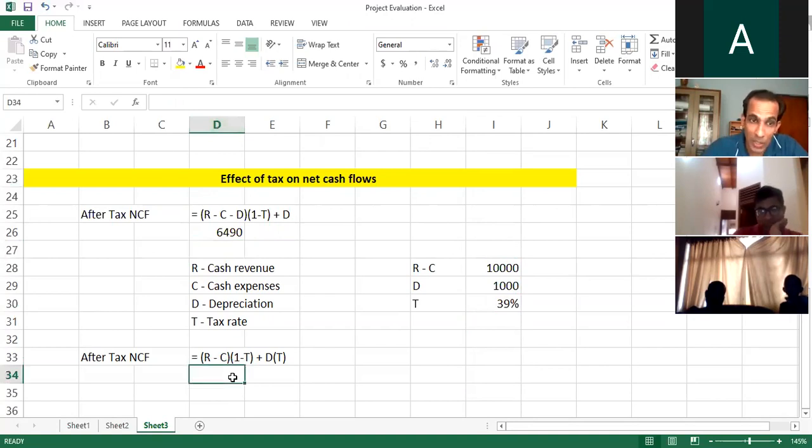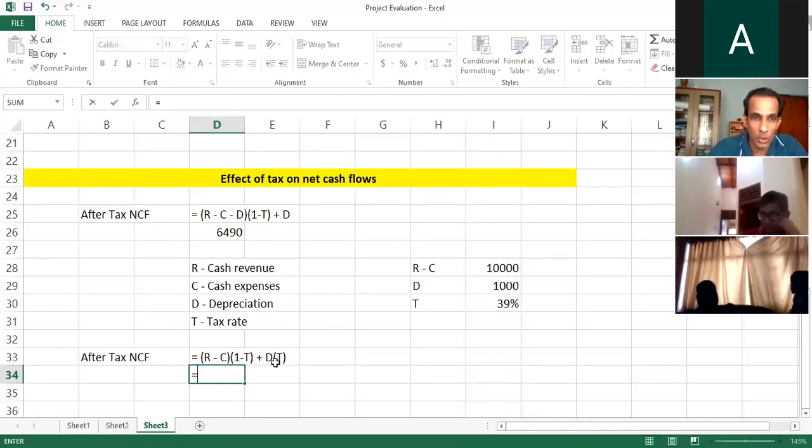Calculate this way also, because the entire purpose of deducting depreciation here and adding it back here is to adjust the tax benefit on depreciation. So you calculate this way also. R minus C is given directly, that is 10,000. Then we multiply by 1 minus T. The tax rate is 39%.